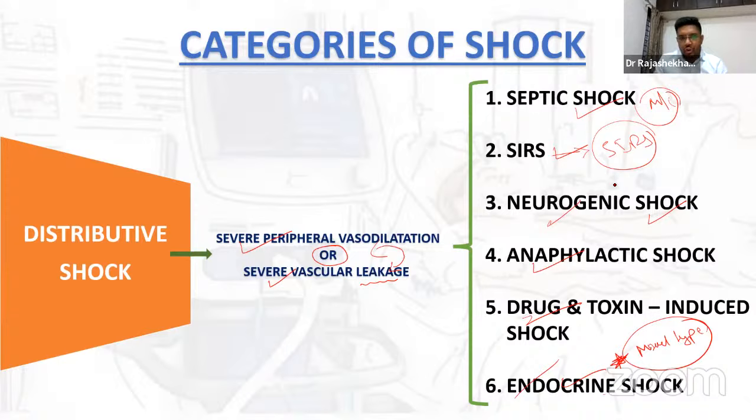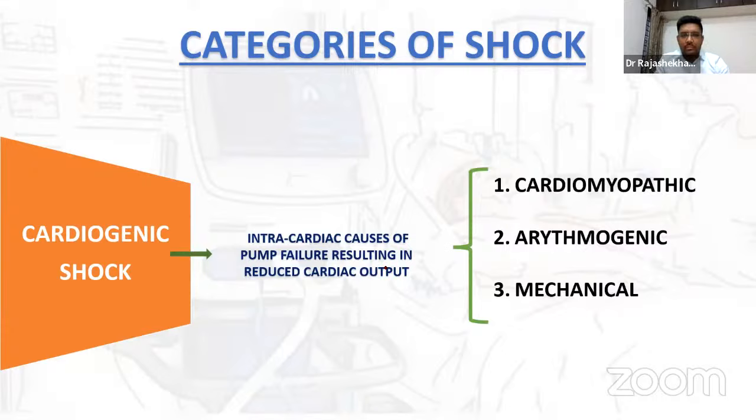The cardiogenic shock is simple to understand. Here, there is a pump failure, and the cause is intracardiac, which ultimately results in reduced cardiac output. So this can be due to cardiomyopathy, where the problem can be in the myocardium, the vessels supplying the myocardium, or the valves. It can also be arrhythmogenic, where the electrical activity of the heart is abnormal, and mechanical.